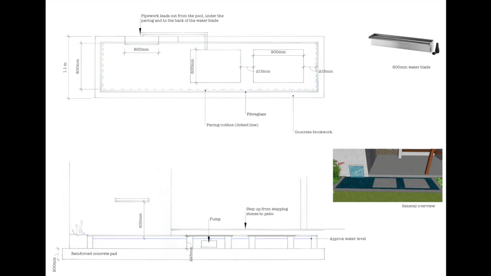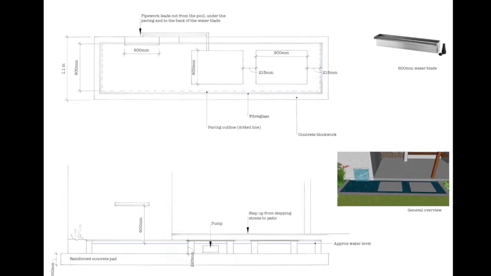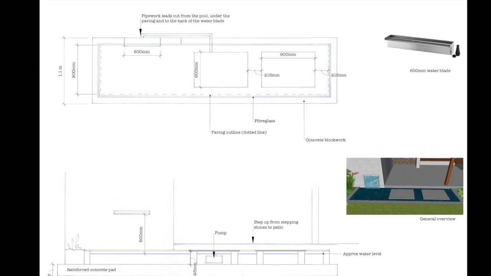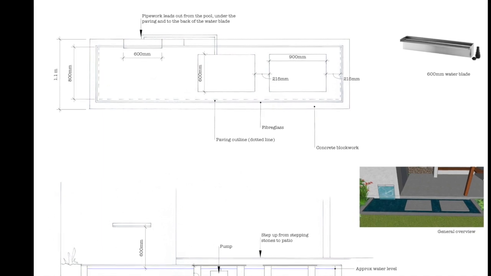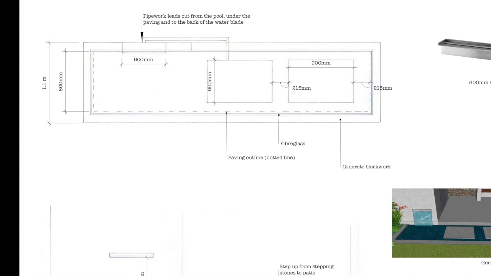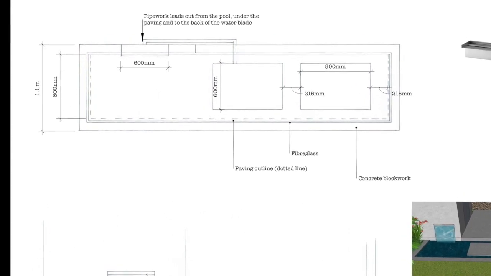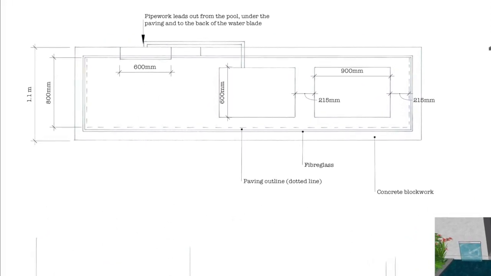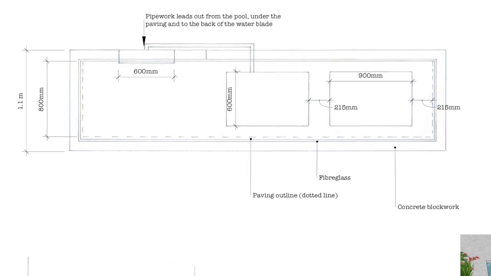But otherwise, it's fairly simple stuff. So here you can see an example of one of these features we built last year. Now, the reservoir was made from blockwork and then fiberglass, but equally this could have been a prefabricated reservoir or pond liner. The pipework goes out of the pool through the wall, but again it could just as easily have popped out the top and under the wall and then hidden by a plant.